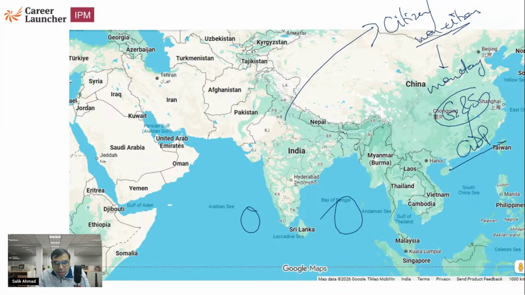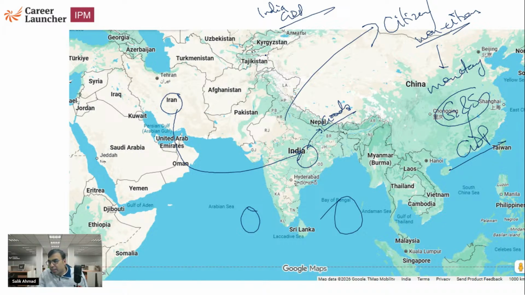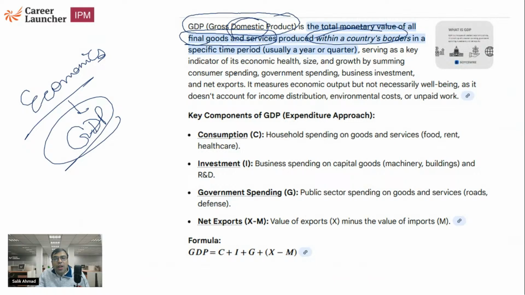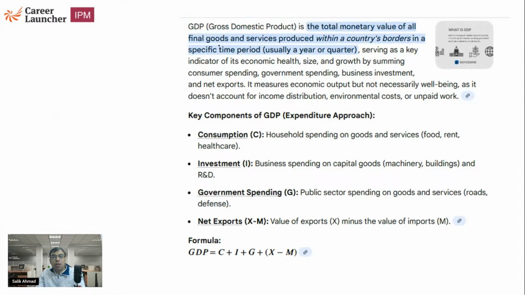Now I have one question. Okay, imagine an Iranian oil company comes to India, sets up a plant and produces goods. Will that be calculated in India's GDP or not? Gross domestic product. Yes or no? Please tell me in the comments. Since the production is happening in India's territory, yes, it will be added. मैंने बोला ना, gross domestic product, the goods and services, if produced within our country's border, no matter whether it is done by a citizen or non-citizen, will be added in GDP.